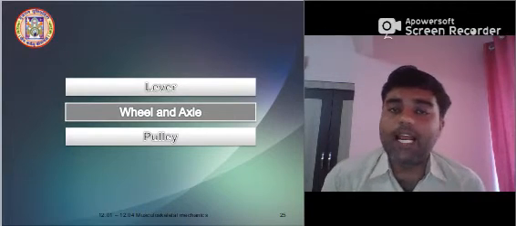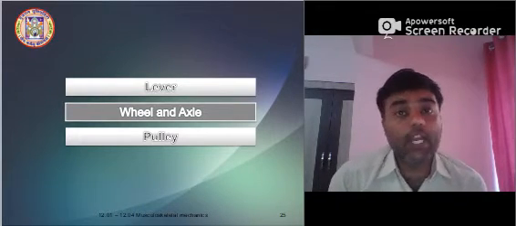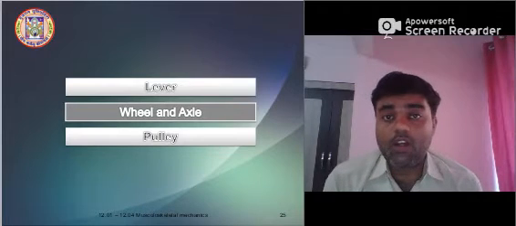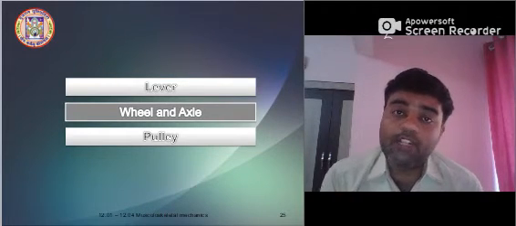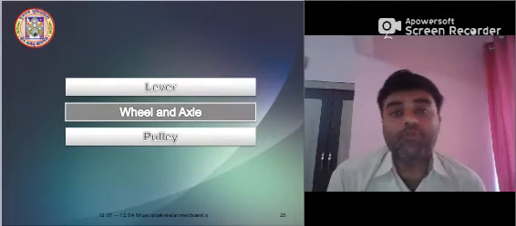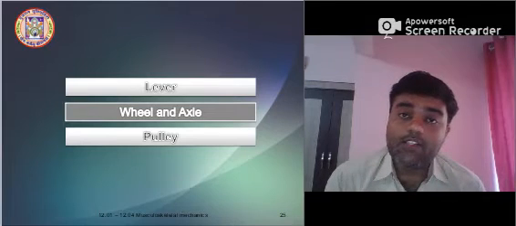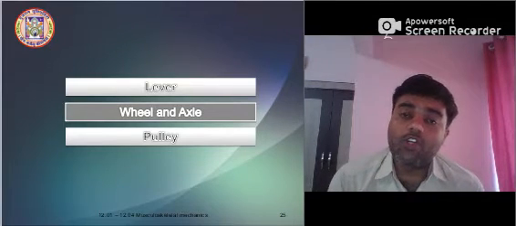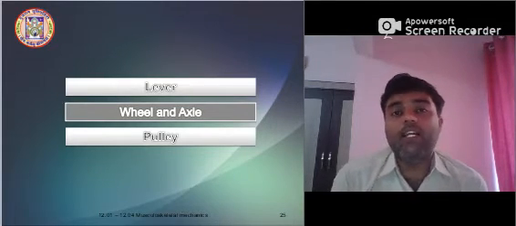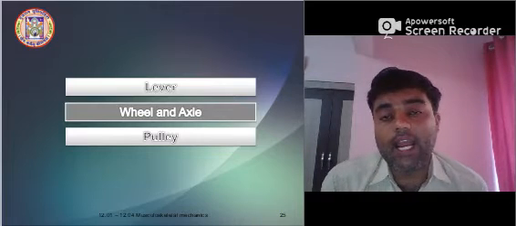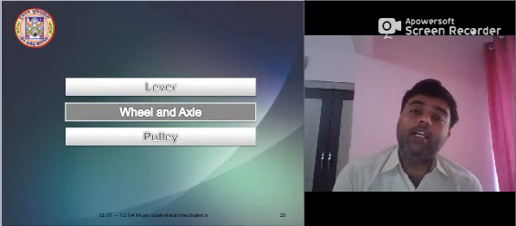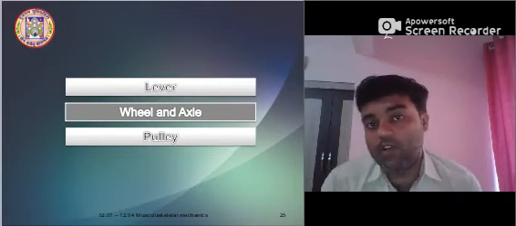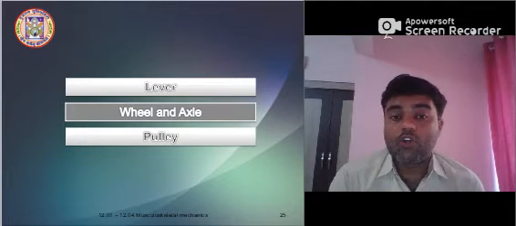Today's topic is wheel and axle. It is a very important topic for first year because it will be helpful in suspension therapy also. Plus, from a theory point of view it is very important because in university papers the question on wheel and axle is frequently asked. Mostly it is asked as an 8 marks question in the majority of papers. So one should be very clear with wheel and axle.